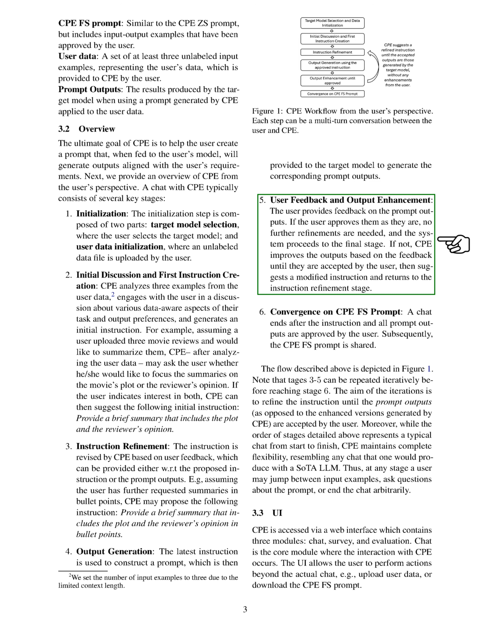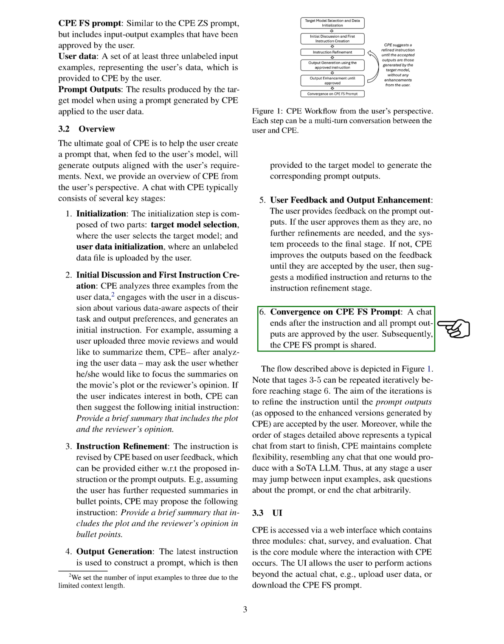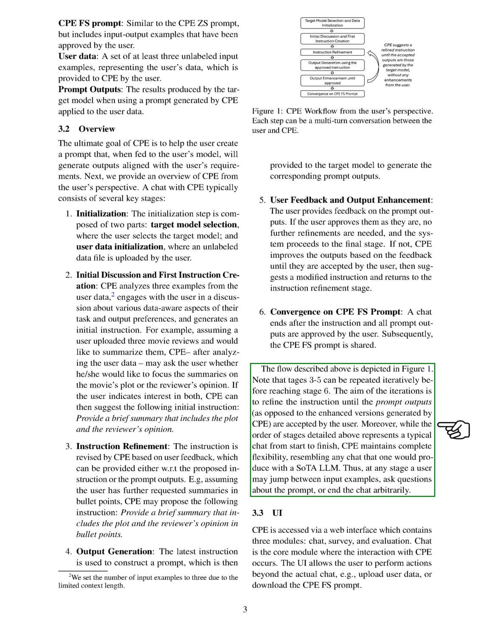6. Convergence on CPE-FS prompt. The chat concludes once the user approves the instruction and all outputs. We then share the CPE-FS prompt. Stages 3 to 5 can repeat until the user is satisfied with the outputs. While this flow represents a typical interaction, we allow users to navigate freely, ask questions, or end the chat at any point.